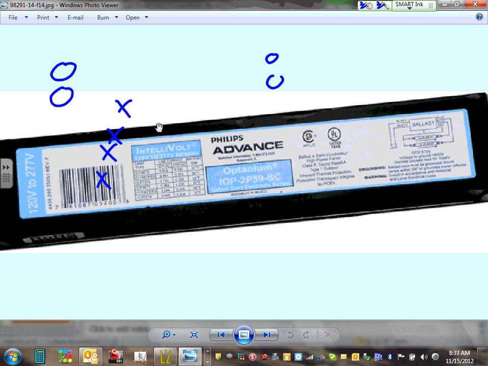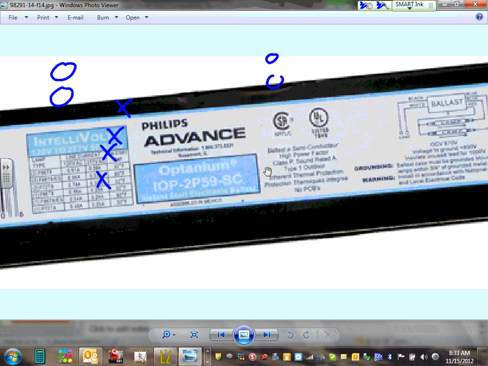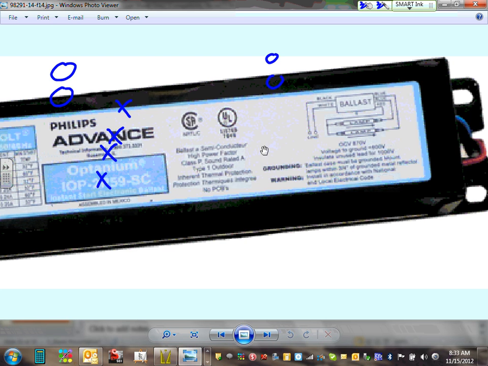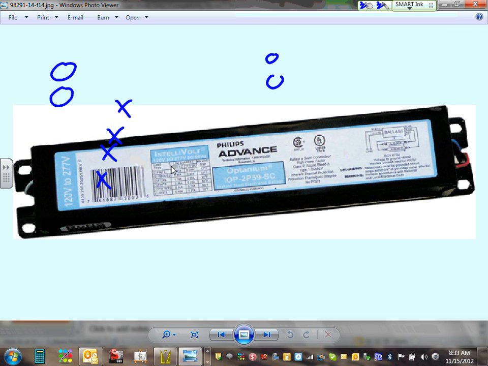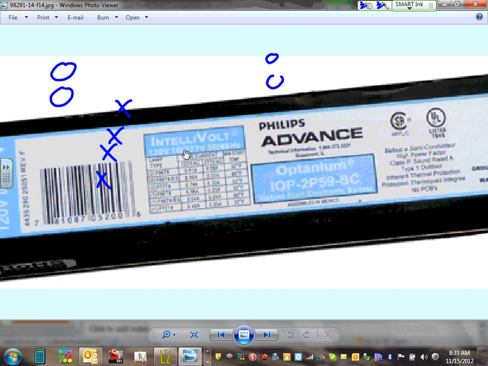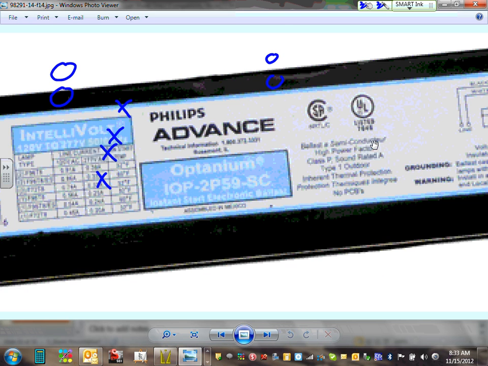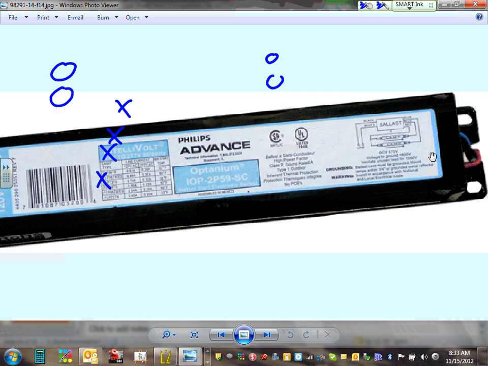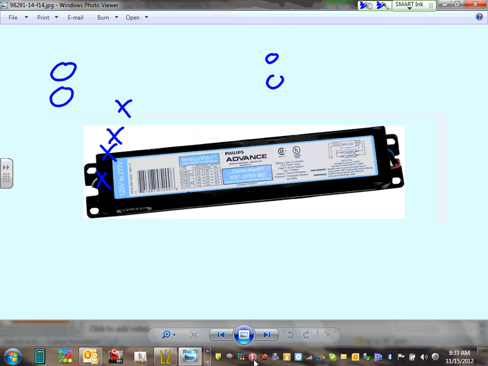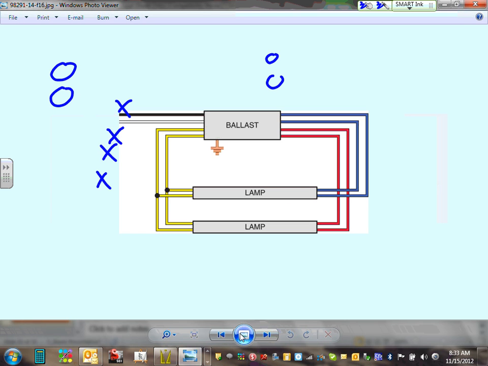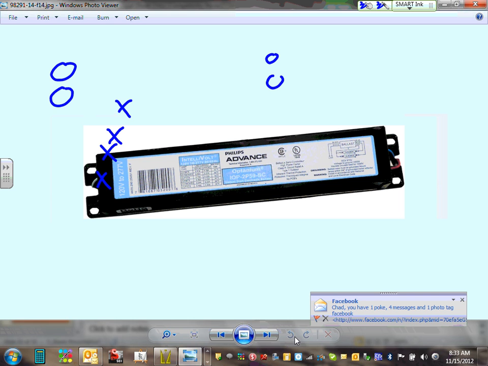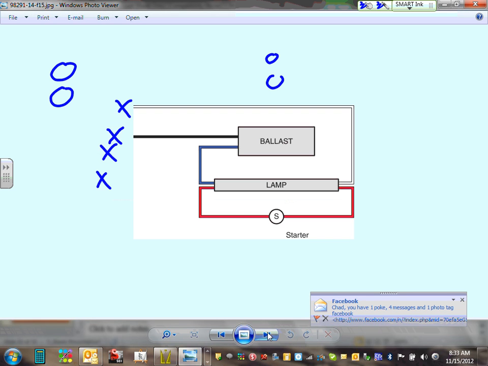Here's a ballast. I don't know if you guys can see it. When you look at the ballast, it gives you the voltage that the ballast is going to work on and tons of other information, regulation, UL listing, and so forth, and the wiring diagram for this ballast. Different ballasts can do different things. So here's one ballast driving one lamp. By the way, you can buy a ballast to drive one lamp, 2 lamps, 3 lamps, or 4 lamps.